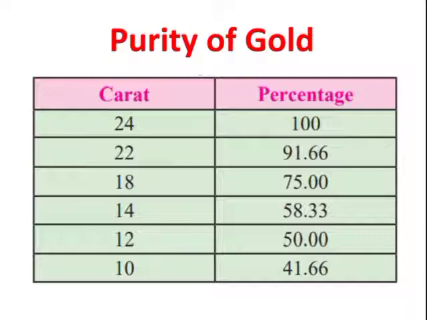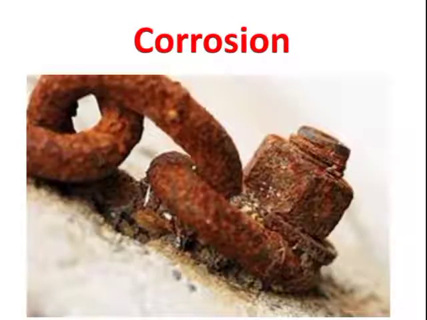Now let's see about the percentage of gold. That is, 24 karat gold contains 100% gold. 22 karat gold has 91.66% gold, and in the same way, so on. 18 karat contains 75%, 14 karat contains 58.33%, 12 karat contains 50%, 10 karat contains 41.66%. So this is the purity of gold.